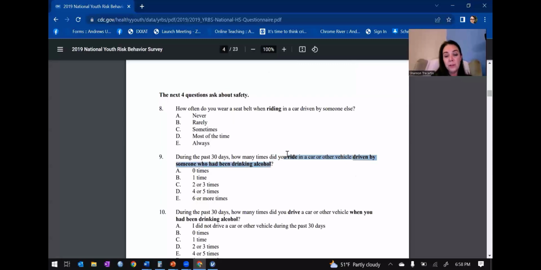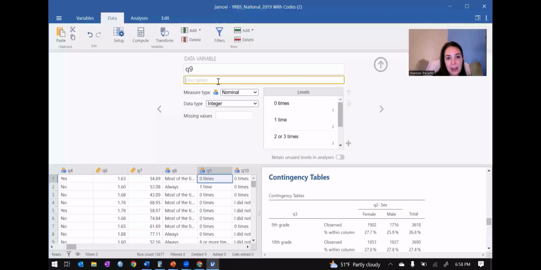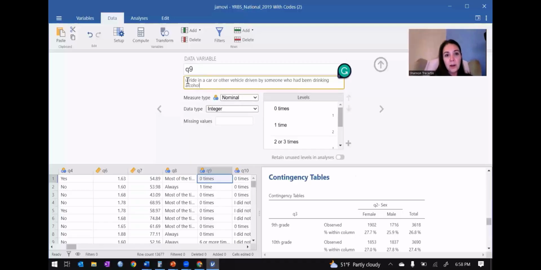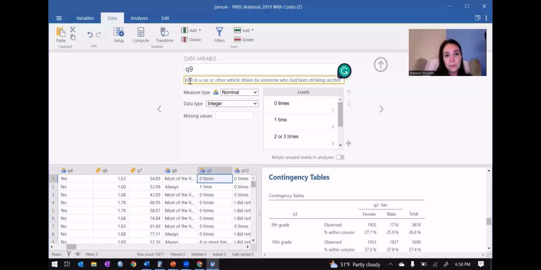I'm going to copy it myself. Control C. And then I'm going to go back to Jamovi and I'm going to paste that right in the description because it's helpful, right? And you could even write a little note here too. So Q9 is about riding in a vehicle with someone who's drinking alcohol. That's how you find out what these different question numbers mean.